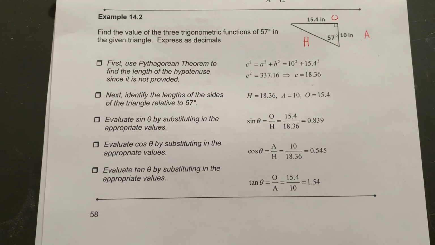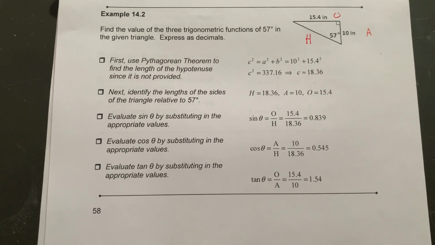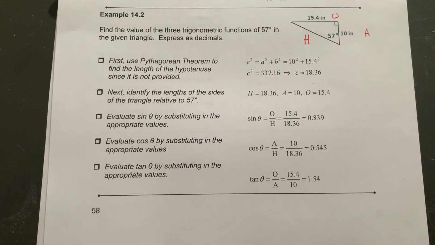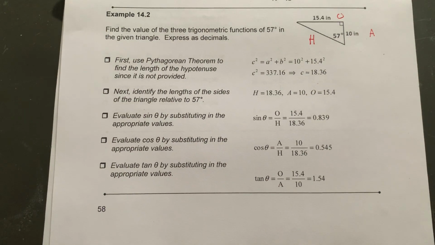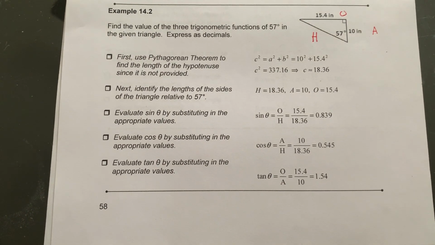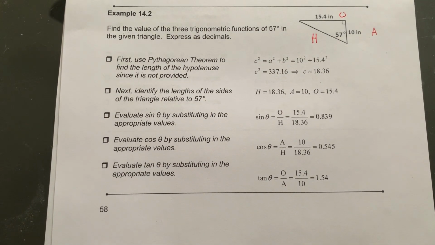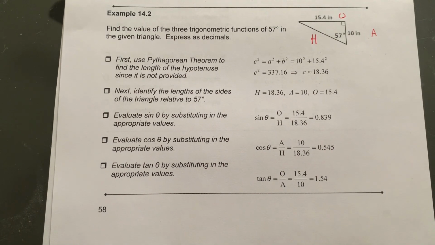The sine would be the opposite over the hypotenuse, so that's the 15.4 over the value that we found, the 18.36. That gets us to 0.839. The rounding here, I would keep at least maybe 2 decimal places. We've got them to 3 places here in some instances. We've been playing a little fast and loose with our rounding rules, so why get particular now?